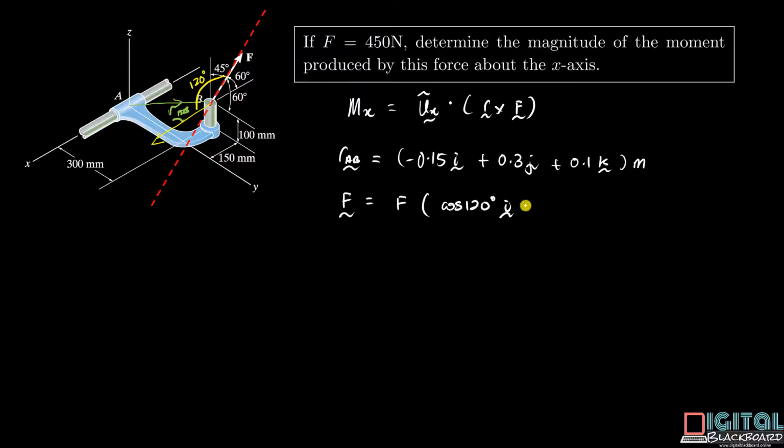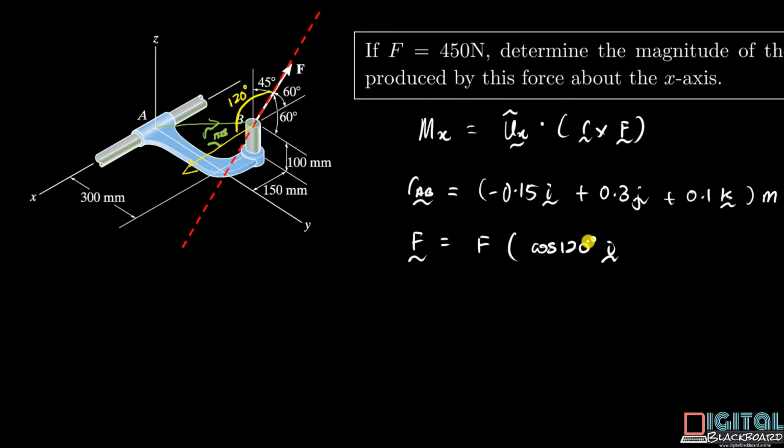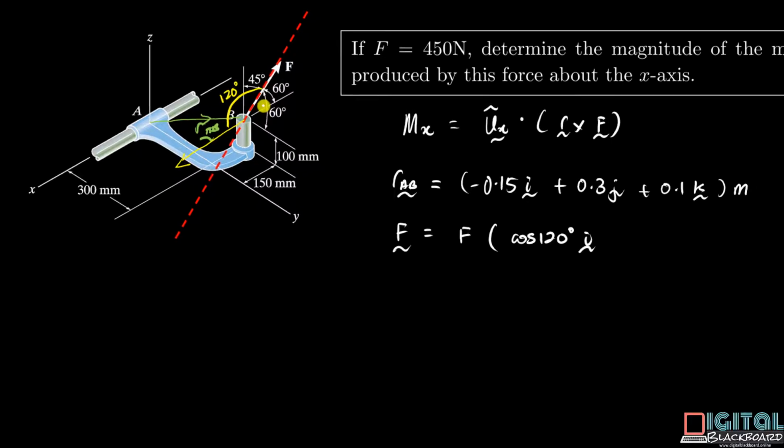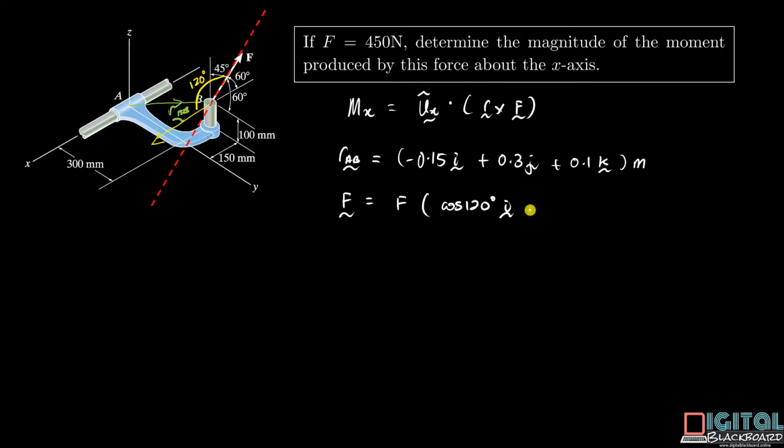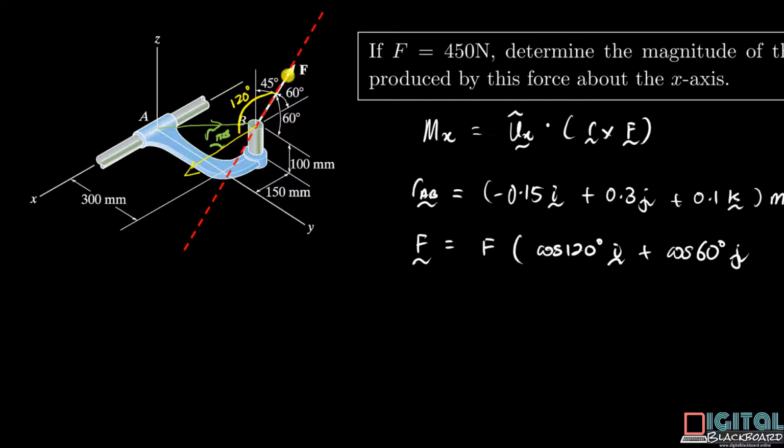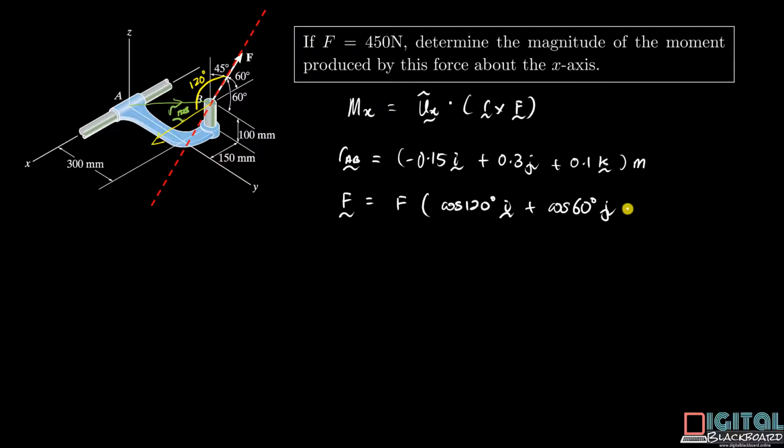And then the next direction cosine is in the y direction. The force F is making an angle of 60 degrees with the positive y-axis. So we just add plus cosine 60 degrees j. And finally, the force F is making an angle of 45 degrees with the positive z direction. So plus cosine 45 degrees k. Alright, and we also know that the magnitude of force F is 450 newtons as given in the question. So here we can compute it one by one or use a calculator vector function to compute the answer.